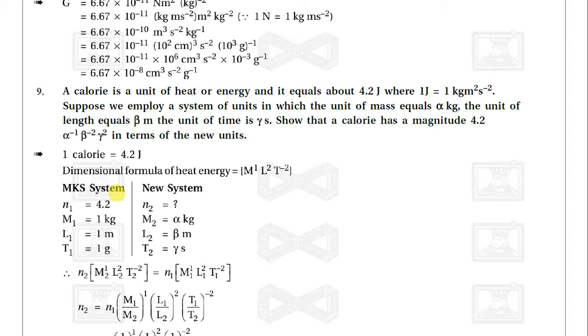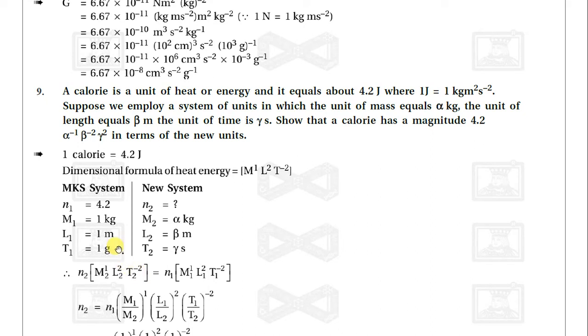So 1 calorie is equal to 4.2 joule. The dimensional formula of heat energy is M1 L2 T minus 2. So in the MKS system, n1 is equal to 4.2, M1 is equal to 1 kg, L1 is equal to 1 m and T1 is equal to 1 second. Now n2 is to be found, M2 is equal to alpha kg, L2 is equal to beta m and T2 is equal to gamma s. One mistake there: it is 1 meter, not 1 gram, and 1 second.